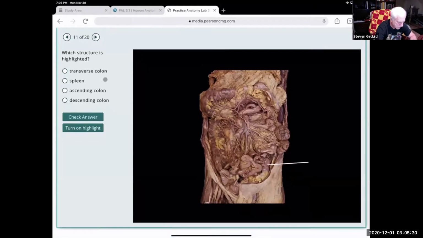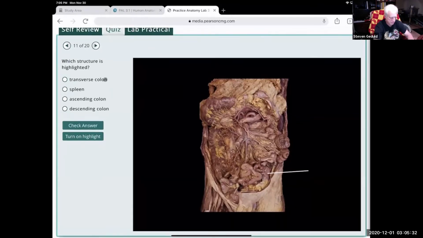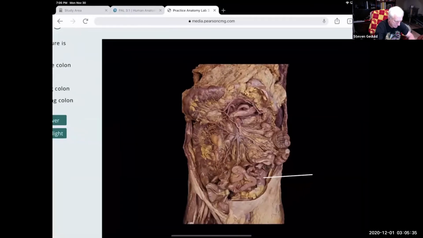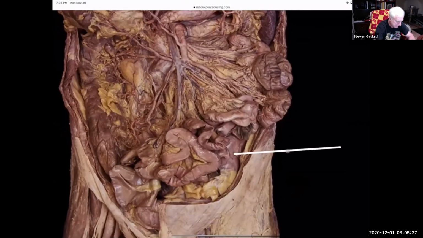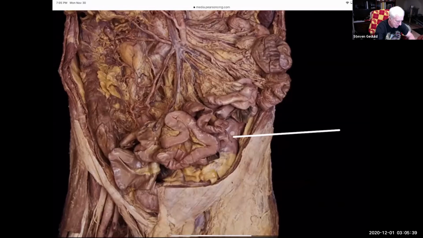11. What structure is highlighted here? Okay. So this comes down here. So here's all your small intestine, feeds in, comes up, ascending colon, transverse colon, descending colon. This is part of the descending colon or part of the sigmoid colon. It's really close to where that comes in. Let's see what our options are here.